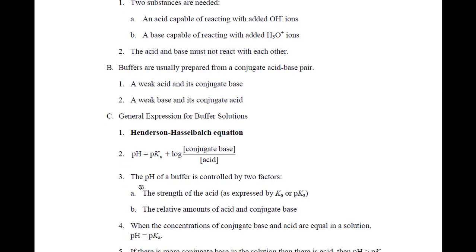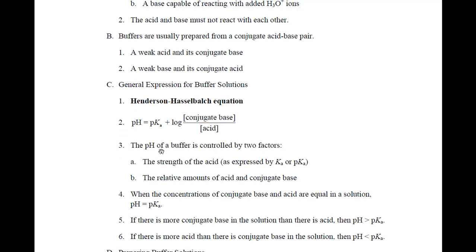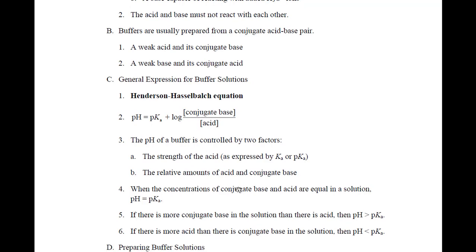All right, so the pH of the buffer is controlled by two factors: the strength of the acid as represented by Ka, or more appropriately for us, to see it visually, pKa, and the relative amounts of acid and conjugate base. Like I said, this is just the modifier term. The pKa is the really controlling factor for the pH of the buffer. This just modifies it based on the relative amounts present of conjugate base and weak acid.